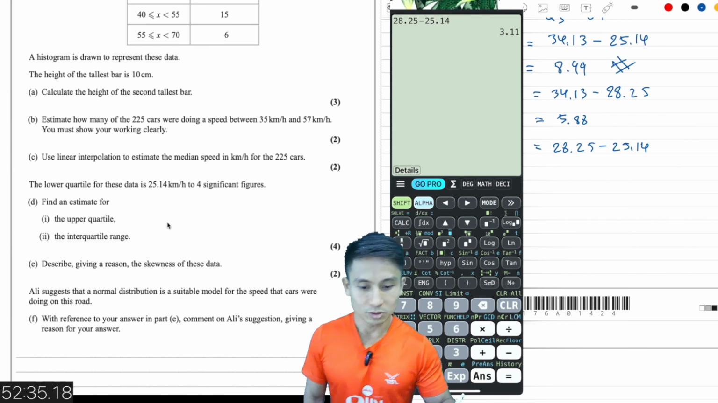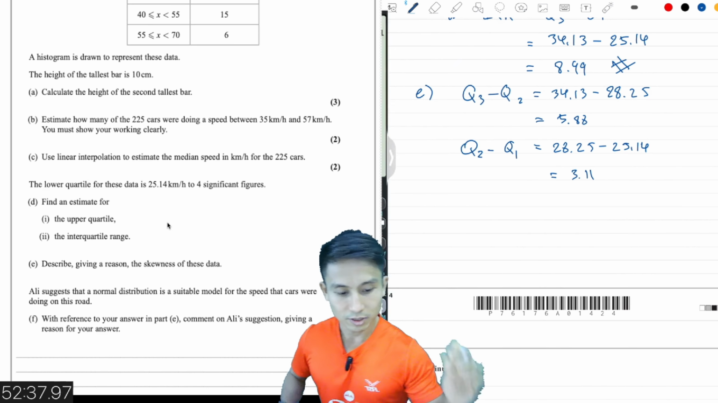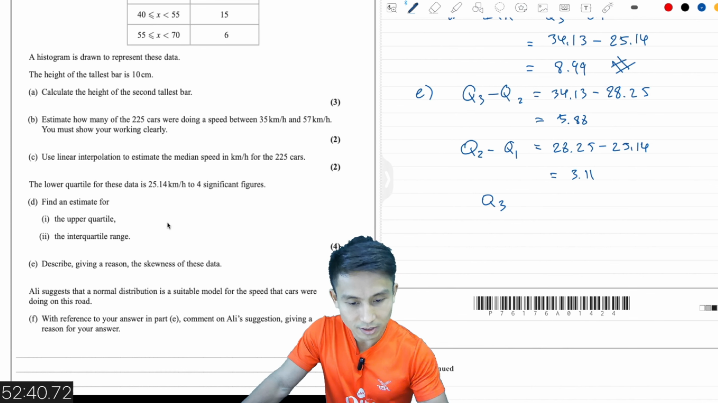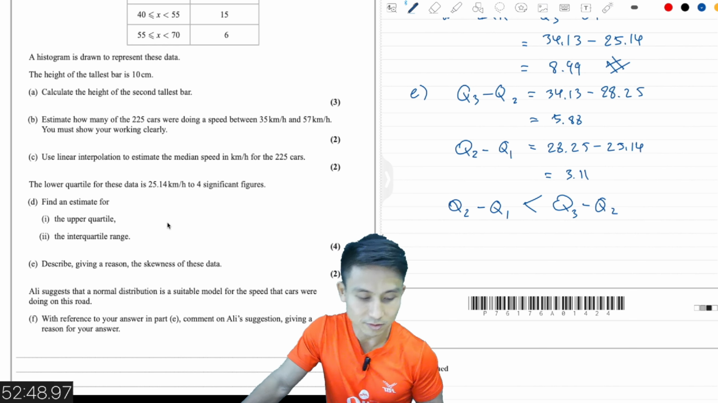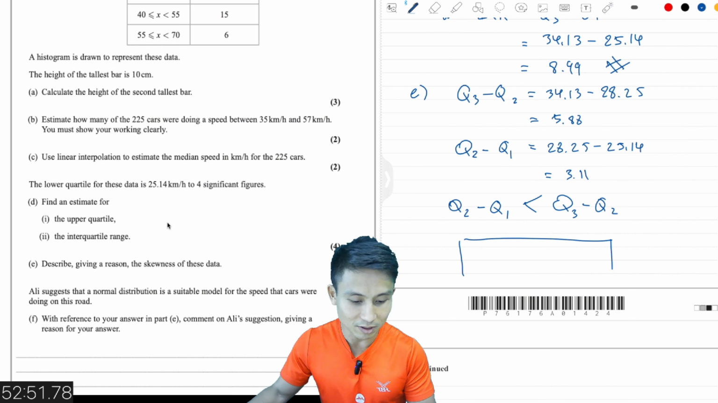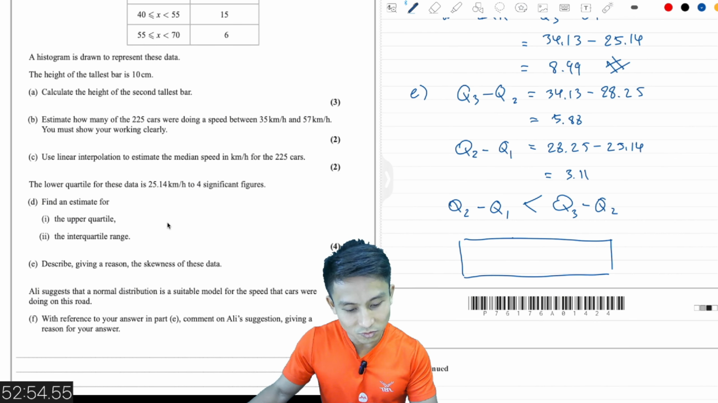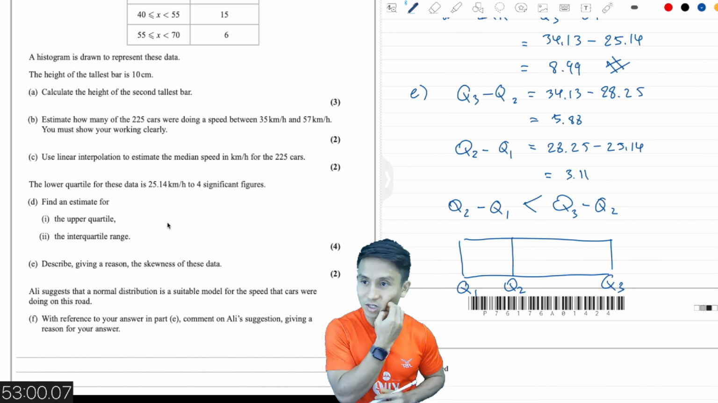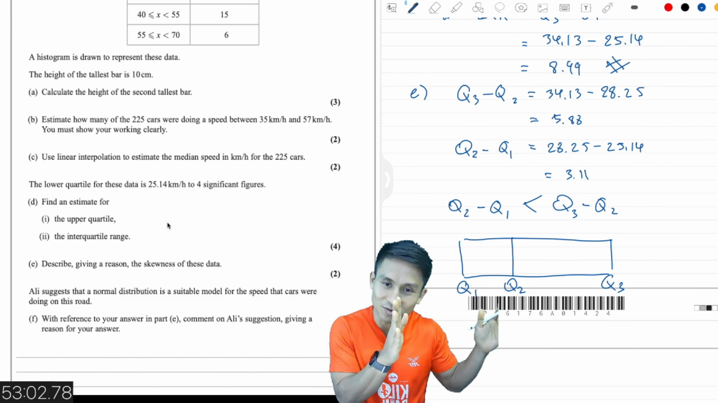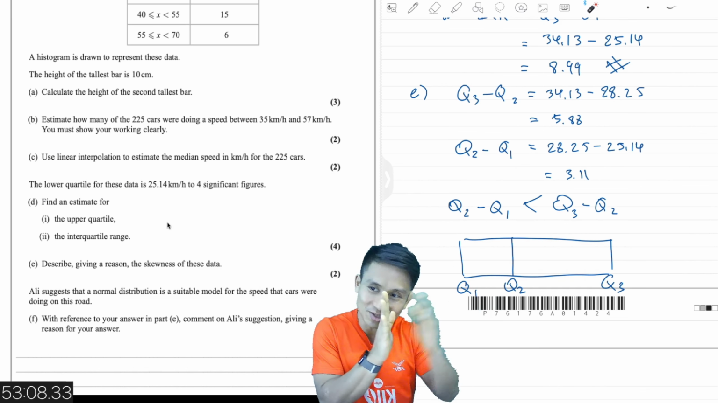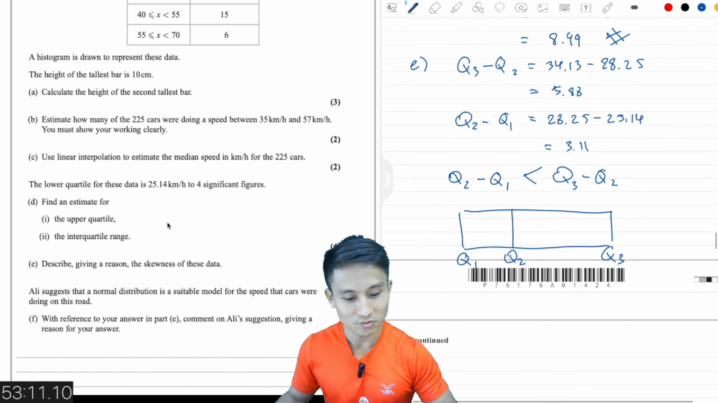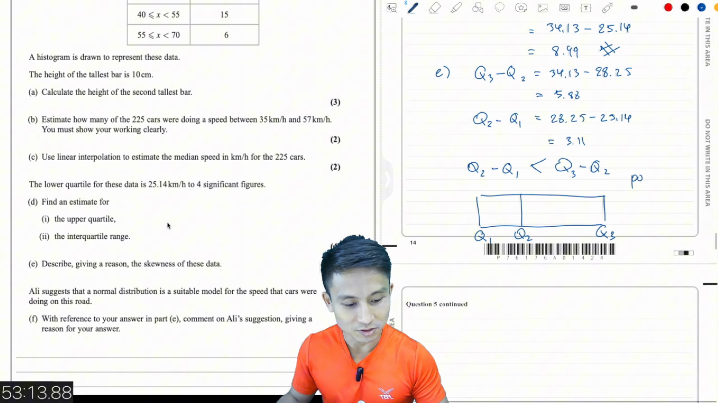Yeah. So this is 3.11. Well, it is obvious that Q3 minus Q2 is greater than Q2 minus Q1, right? So basically it's going to look like this. If you change this to a whisker plot, Q3 minus Q2 is of a greater distance compared to Q2 minus Q1. So it's going to be skewed to the right because you have more data here, right? It's extended like that. So this is positive skew. Yeah, positive skewness.